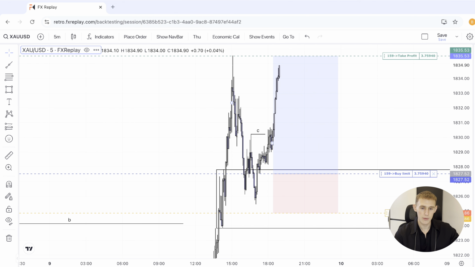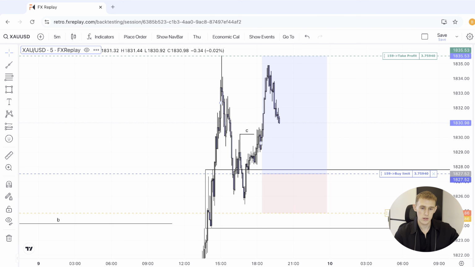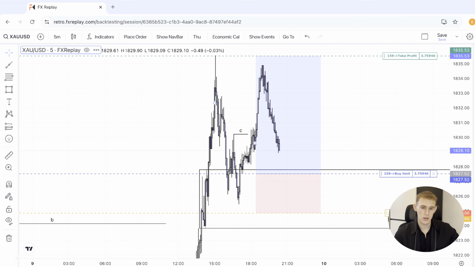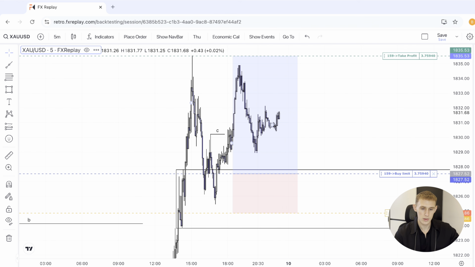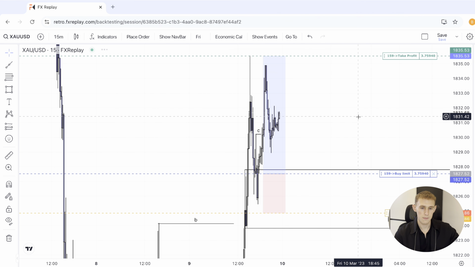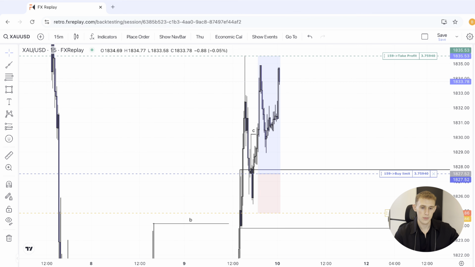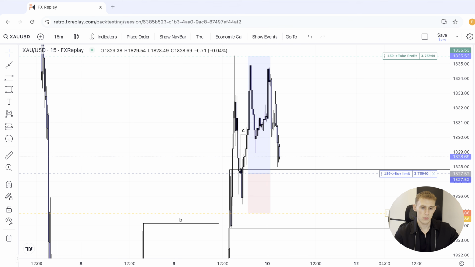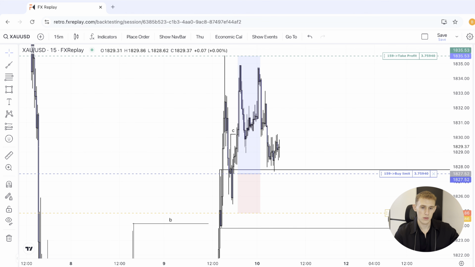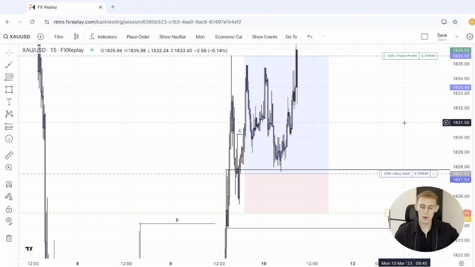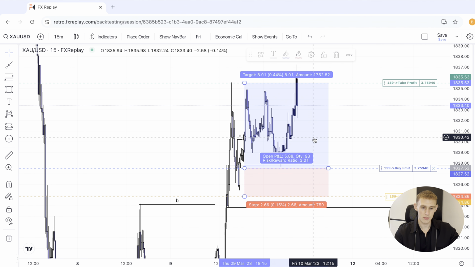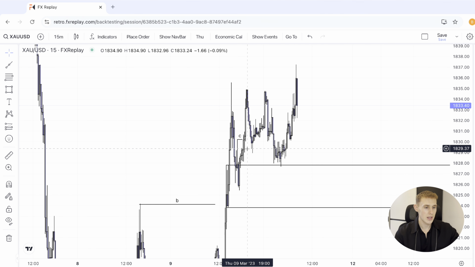Doesn't look like it's coming back for us. Still valid, so I'm going to leave the limit for now. Damn, so slightly missed by like a couple of pips or so, and then hit take profit. Analysis was good though, so no complaints there. Followed the plan and just ended up missing the limit.